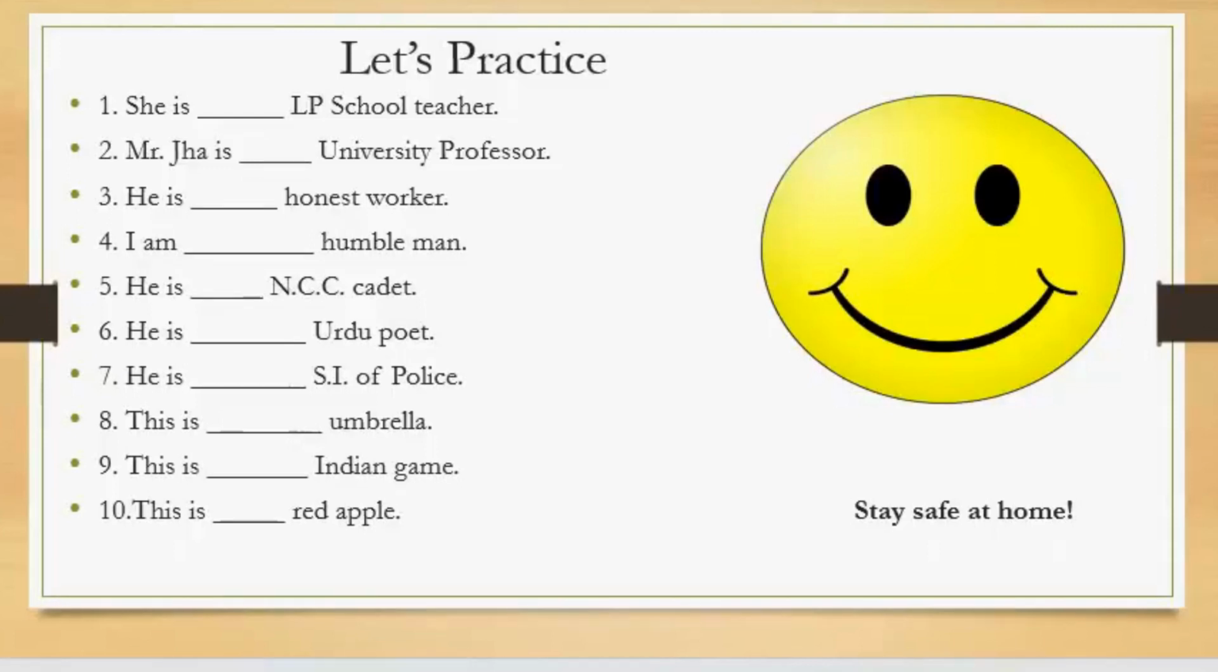He is dash Urdu poet. He is dash SI of police. What does this SI stand for? SI is Sub Inspector of Police. This is dash umbrella. It's not umbrella with a consonant sound, it's umbrella, a vowel sound. This is dash Indian leaf. This is dash red apple.